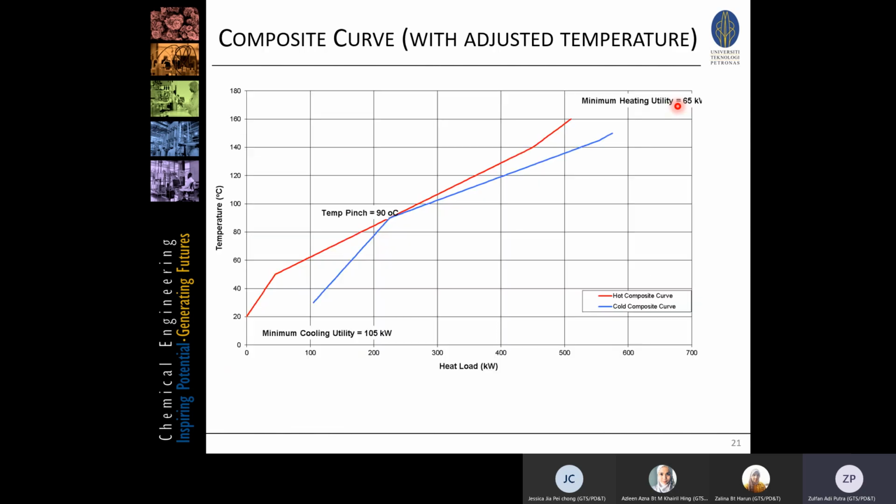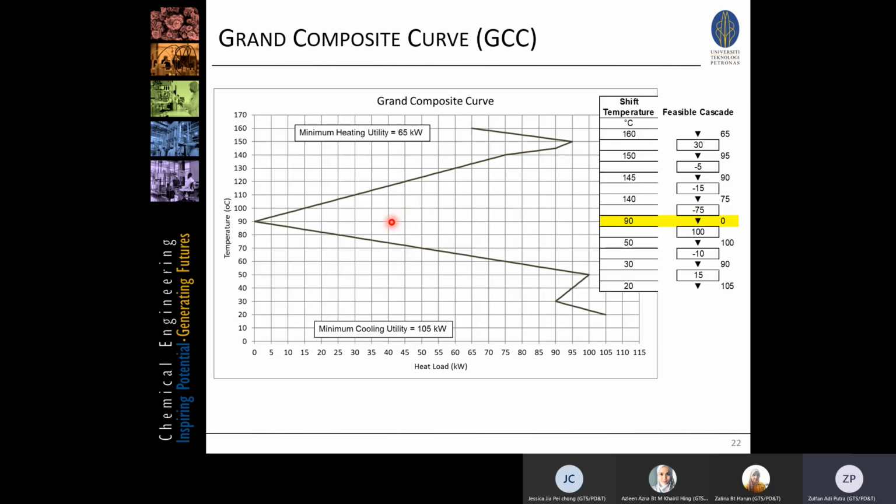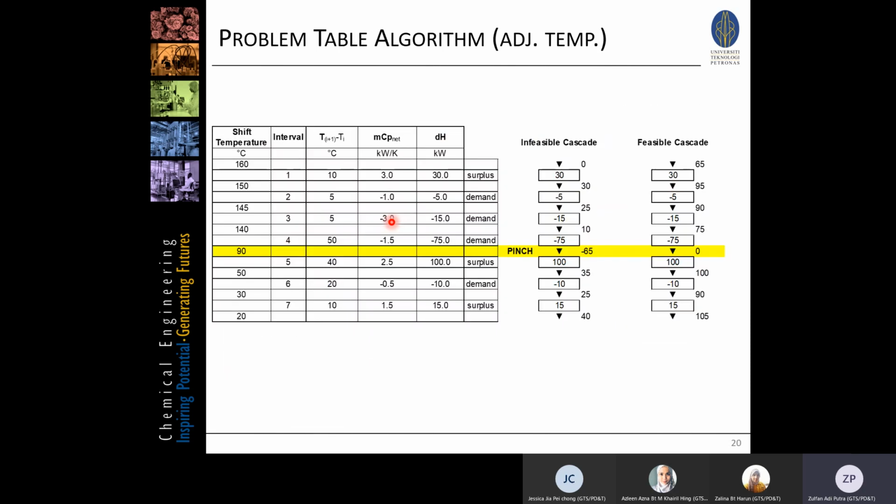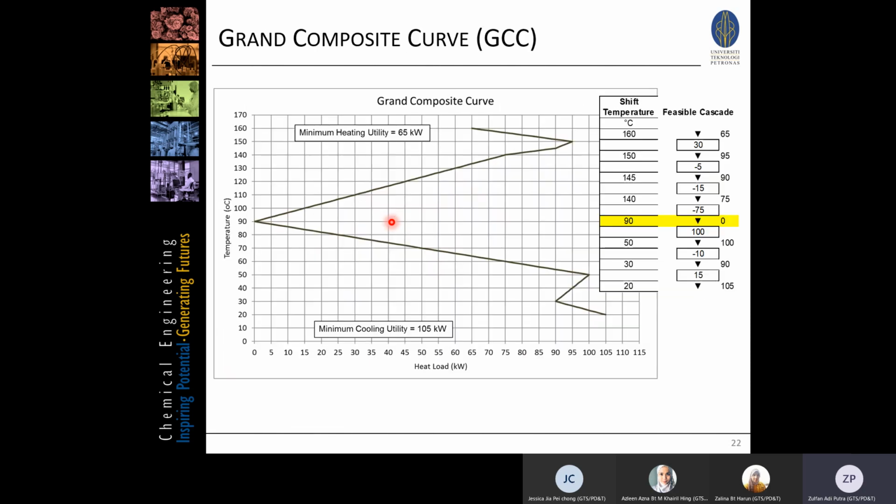And from this, this is then the composite curve with adjusted temperature, the 90 degrees C, same 65 kilowatts, 105 kilowatts, but the hot stream is down by 10 and the cold stream is up by 10, so they meet at the pinch point. So from the adjusted temperature and the problem table algorithm, we can get the grand composite curve.